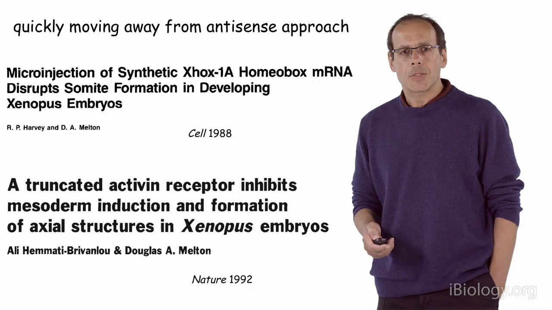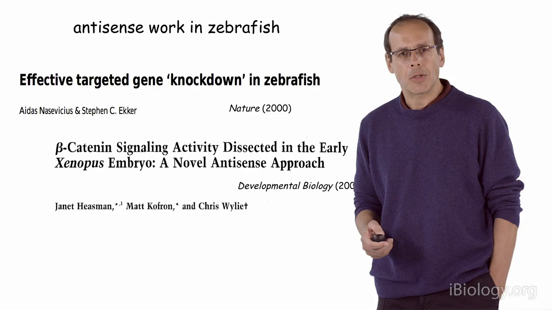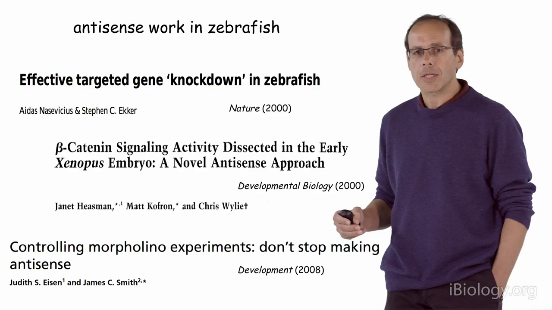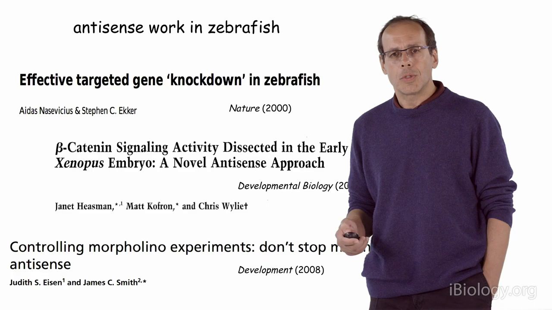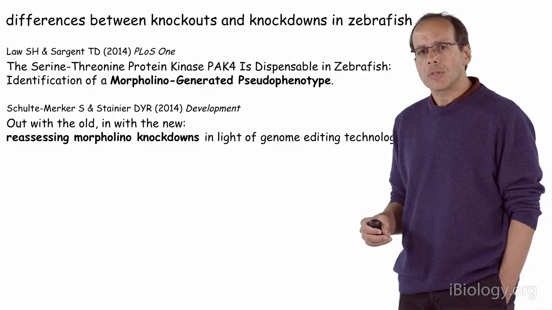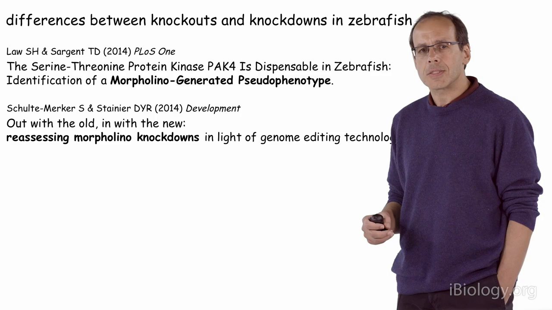In zebrafish, this antisense technology using morpholinos was introduced in 2000, at the same time as it was introduced in the frog. A few years later, a number of guidelines were written up to try, as best as people could, to control for these morpholino studies, and specifically to avoid and recognize off-target effects. With this in mind, and as the various reverse genetic techniques became available, people started seeing important differences between the mutation-induced phenotypes and the morpholino or antisense-induced phenotypes.